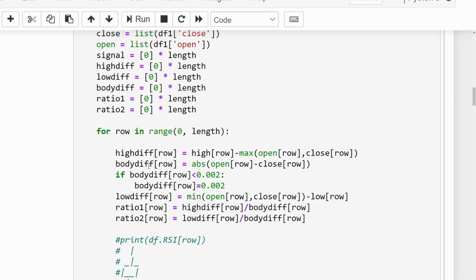And since this value is going to affect my calculation later on, I don't want it to have a 0 value. Just in case I have an open price that is equal to the close price, then I will have a body difference of 0.